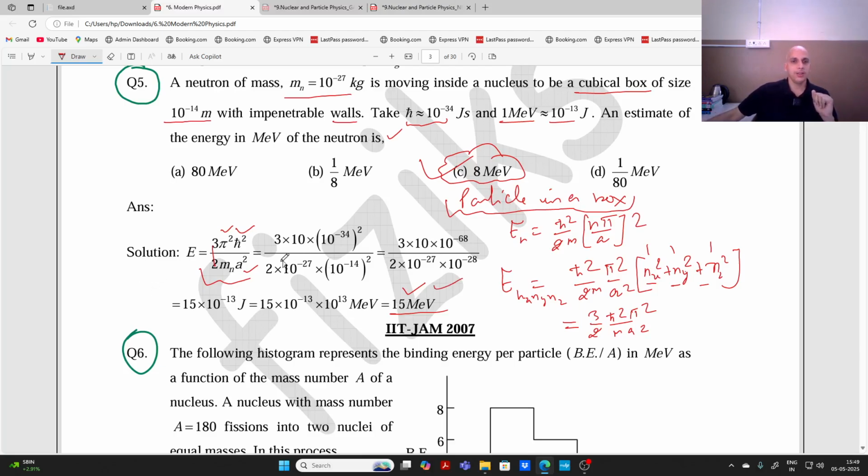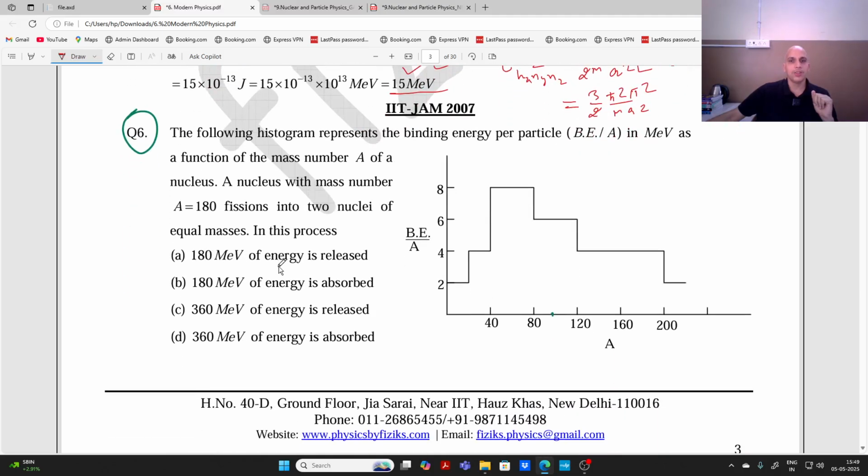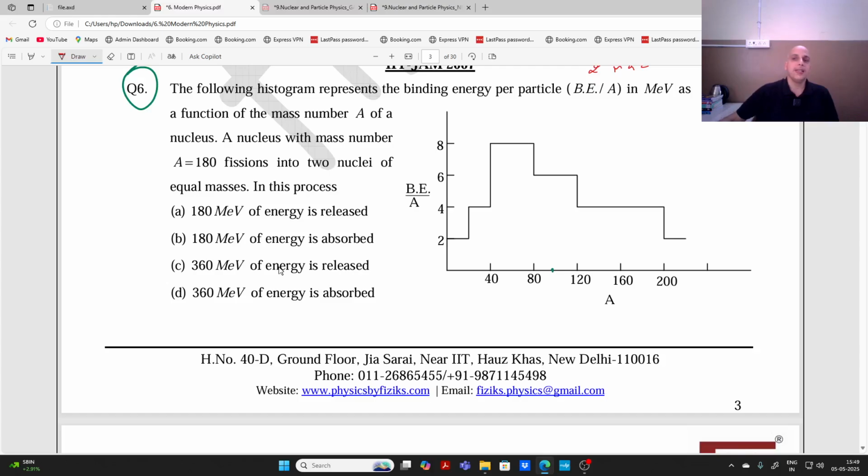Now I am going to the next question. Again, this question is taken from the binding energy per nucleon curve, right? I have told you in that lecture that this is the most important topic in nuclear physics, that is binding energy and average binding energy and binding energy per nucleon curve. So here the question is, the following histogram represents the binding energy per nucleon, in mega electron volt, as a function of mass number A of the nucleus.